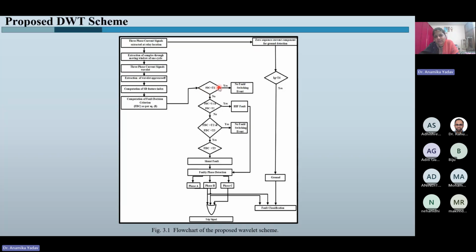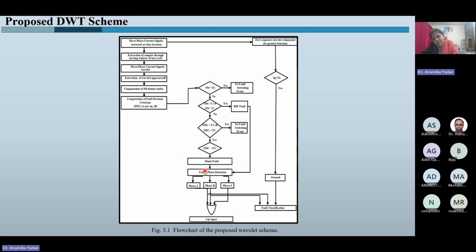So if it is less than T1, it is considered to be non-faulty or a switching event. If not, then it will check whether it is greater than T1 and less than T2. If yes, it will be a high impedance fault, and if it does not satisfy these two conditions, then it is further checked whether it is greater than T2 and less than T3. If yes, then this is a no fault or oblique switching event, and if it is greater than T3, then it will be a normal shunt fault, that is a low impedance fault.